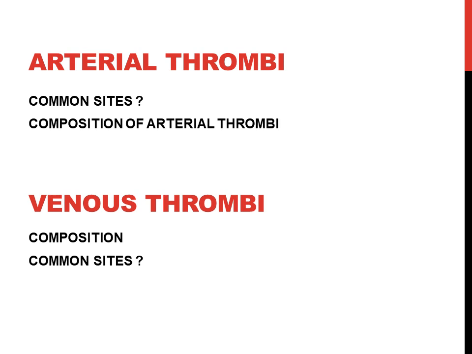If we talk about the composition of these venous thrombi, as it is due to sluggishness of the blood flow, therefore there is a massive amount of red blood cells in these venous thrombi, and this is the reason they are also called red thrombi or stasis thrombi. Another important feature of these venous thrombi is that they contain the lines of Zahn, which help to distinguish these venous thrombi from the postmortem clots.